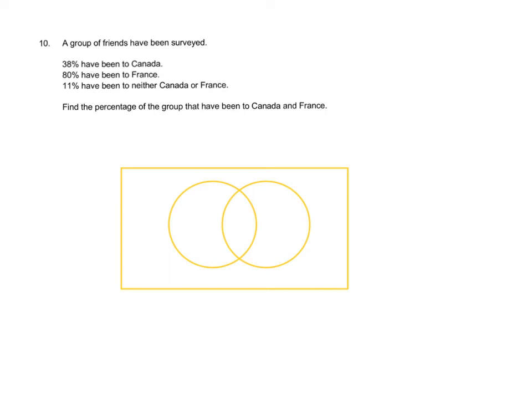Okay, so the easiest thing to do to start with is to look at this 11% that have been to neither Canada or France. So they can go straight on the outside of your Venn diagram. So obviously, everything adds up to 100%. So if I just put 80 and 38 in and add that to 11, that's going to be bigger than 100%. But they also haven't given us this time what's going to go in the centre.